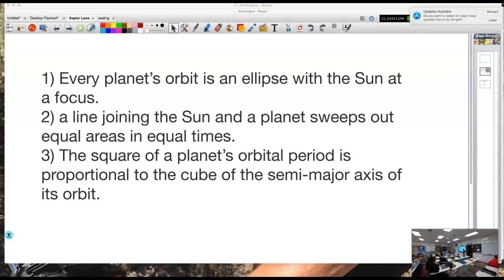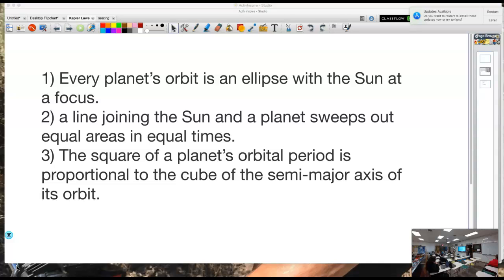The second and third are the ones that are going to be, shall we say, your nightmares, because those are the ones we're going to do the calculations with. And those are the ones that we count the most, or that we worry about the most. Because the first one's kind of like duh, isn't it? Everybody kind of knows that, don't you? Not really, but that's okay. So the next one says a line joining the sun and a planet sweeps out equal areas in equal times.